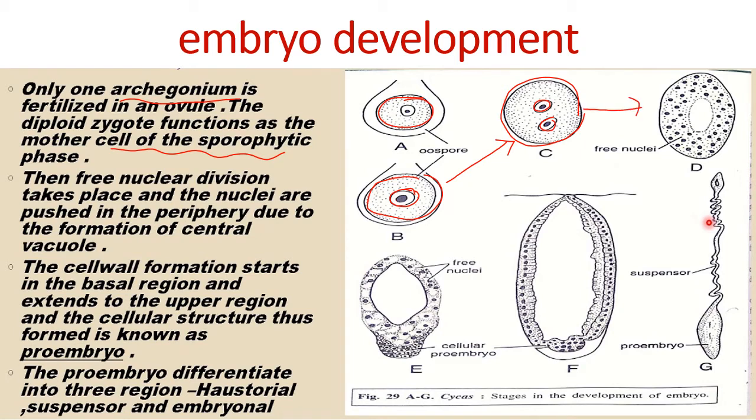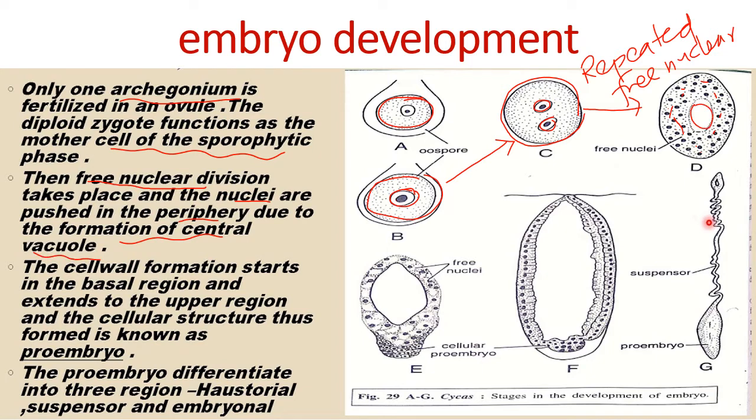Later on, it undergoes repeated divisions, and these divisions are free nuclear divisions, which here you can see many nuclei are there. Now, after this free nuclear division, what is happening? These nuclei are pushed to the peripheral region, that you can see all nuclei are pushed at the peripheral region, and there is formation of a central vacuole. So this central vacuole here you can see.